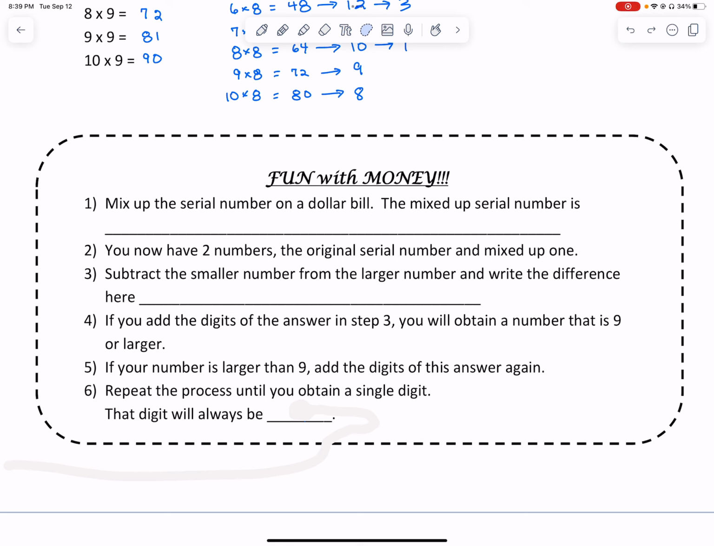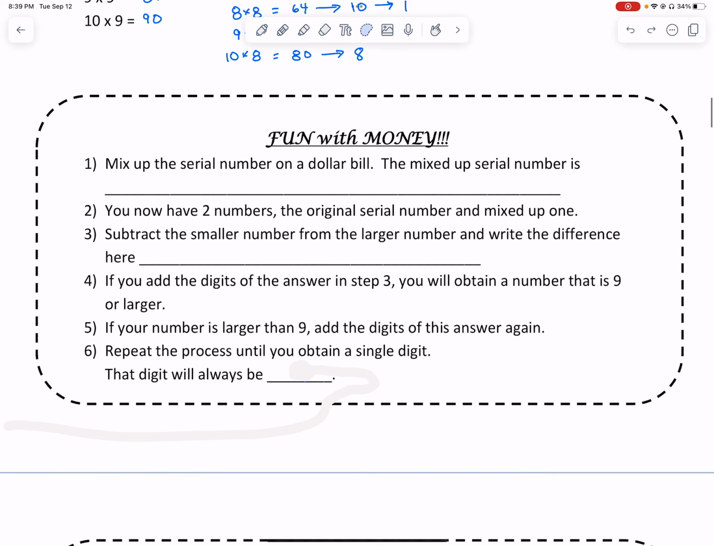So if you have a dollar bill, take it out and write down the serial number, and then mix up all the digits. So you now have 2 numbers: the actual serial number and the mixed up serial number. You're going to subtract the smaller one from the larger one so that we don't get a negative number. So you subtract them and then you write the difference.